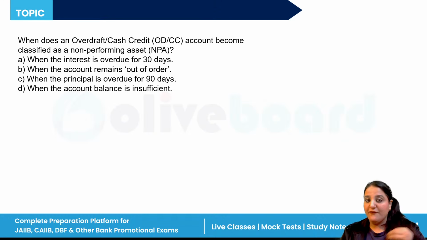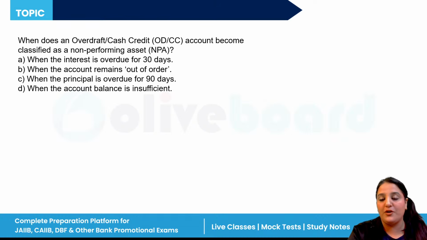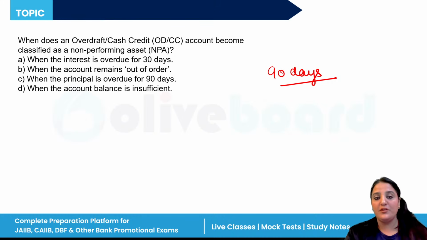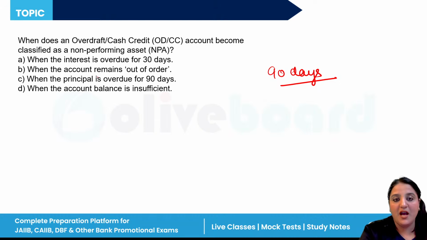In cases where the outstanding balance in the principal operating account is less than the drawing power, but there are no credits continuously for 90 days, that account is treated as out of order. For 90 days out of order, so that account is called out of order. So option B is correct here.